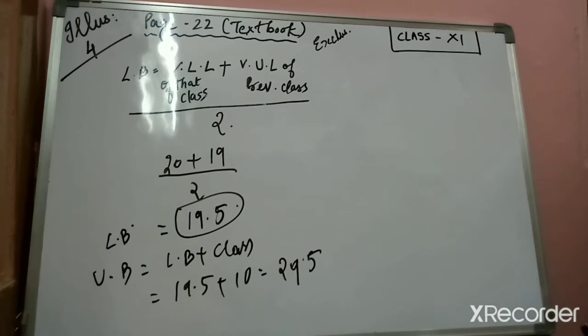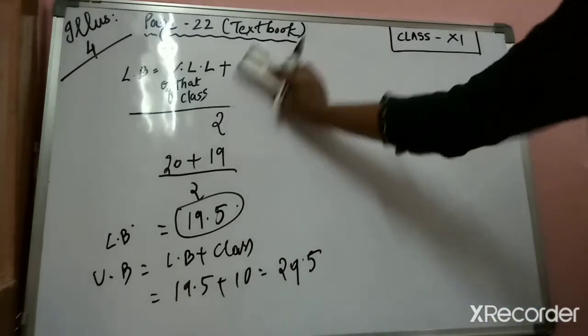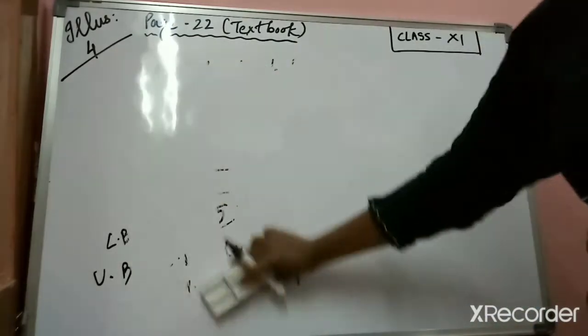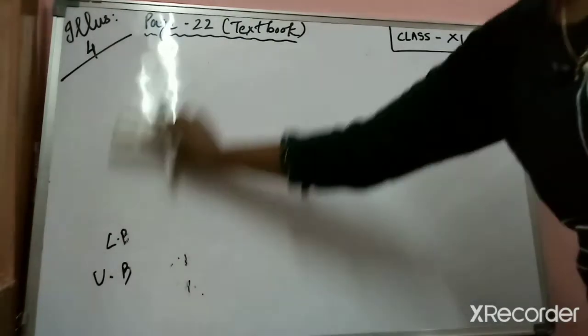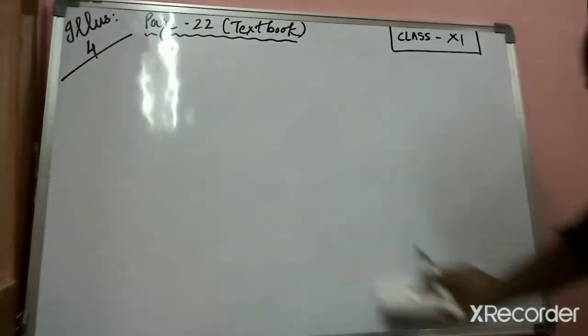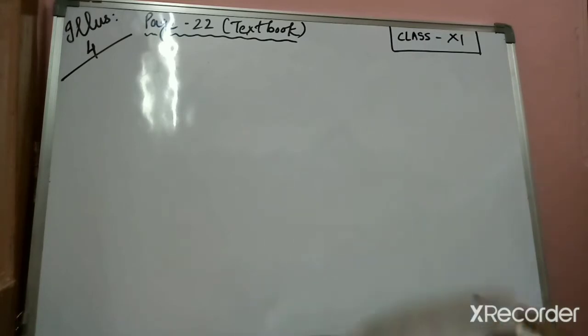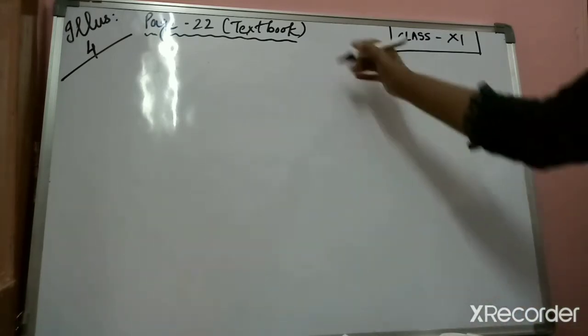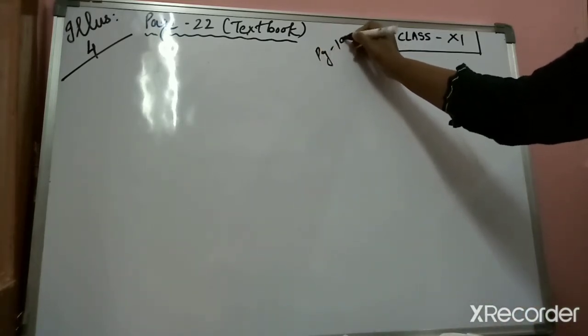Second, it has been said to find out the frequency distribution showing mid value of each class. Now you have to find out the mid value. So again you have to turn your page and find out the formula that has been given to you. So let's do it. The mid value. See, on page 19, take out page 19 of your textbook.